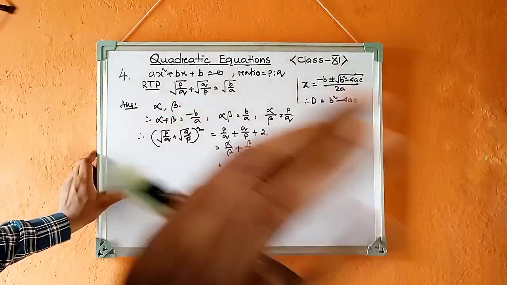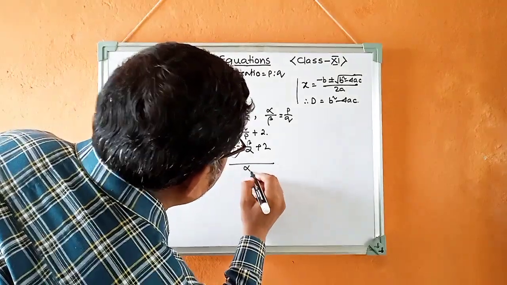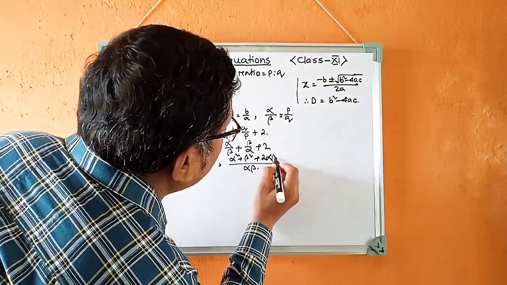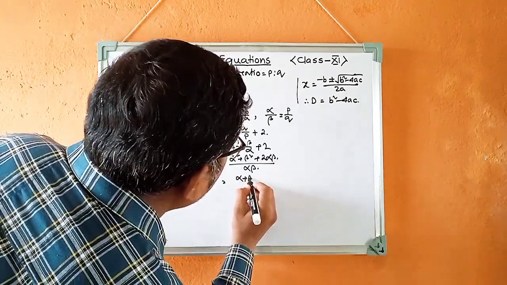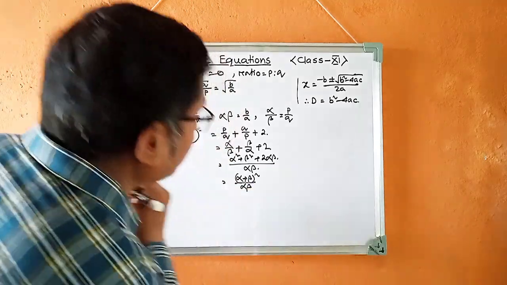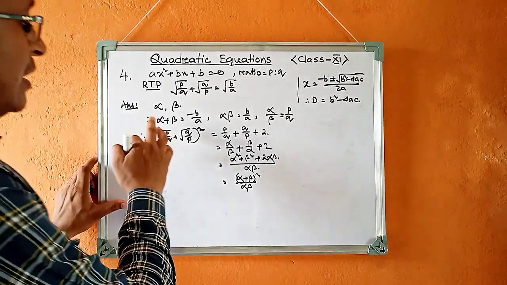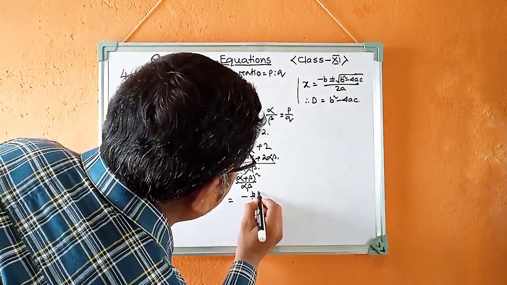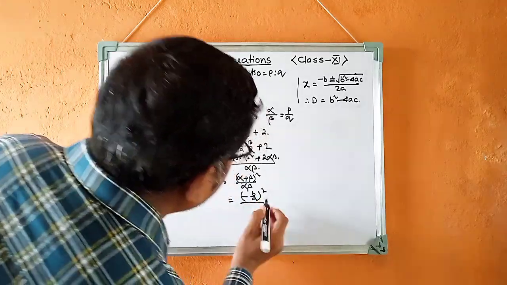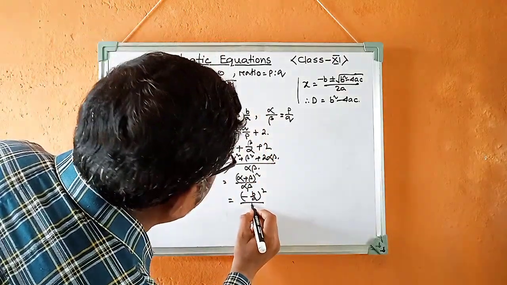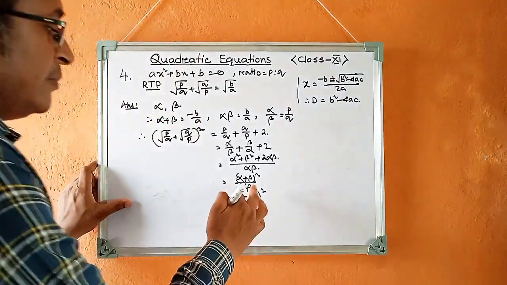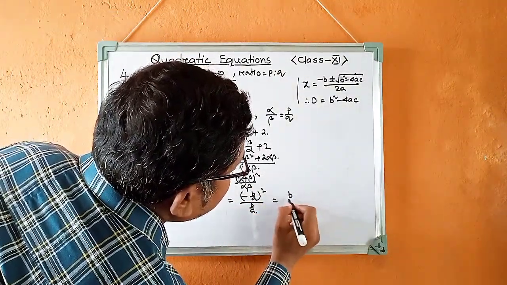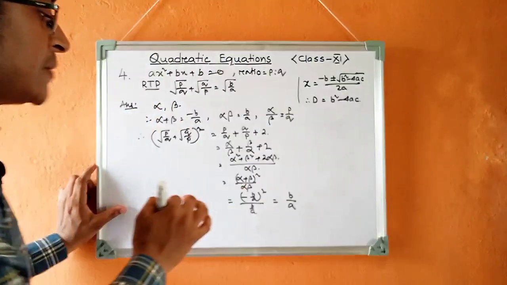Okay, after that do the LCM. Alpha beta is the LCM. Here is alpha square plus beta square plus 2 alpha beta. We get the result alpha plus beta whole square divided by alpha beta. Now put all the values. Alpha plus beta, that is minus b by a, whole square, divided by alpha beta, that means b by a. Now b by a whole square divided by b by a, so we get b by a, and minus whole square becomes plus.